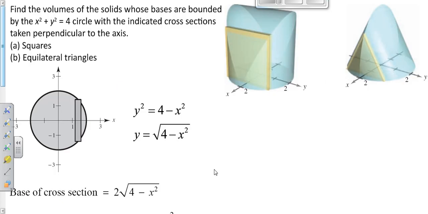So let's go ahead and work this out. Now when we solve this for y, this length right here, how high we go up here, is just this. But we want to go the whole length. Well, it's the same distance up as you are down, so it's 2 of those lengths. So that's why the length of our cross-section base here is 2 of our roots.